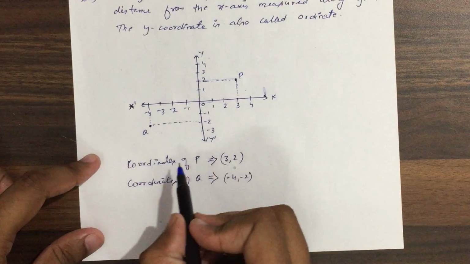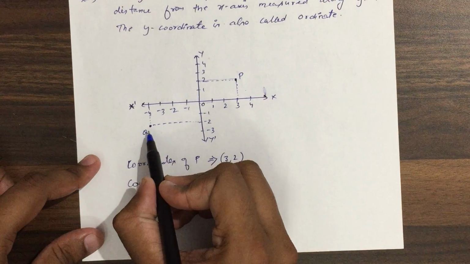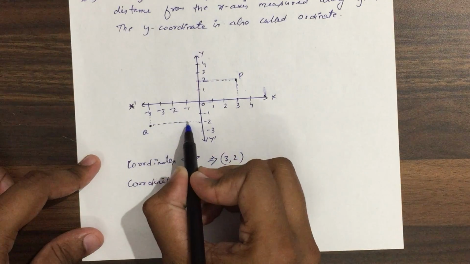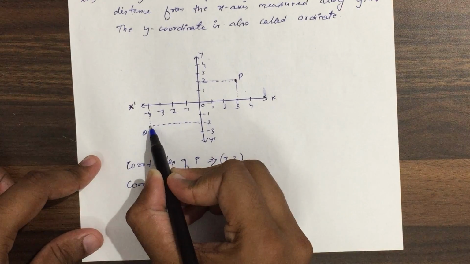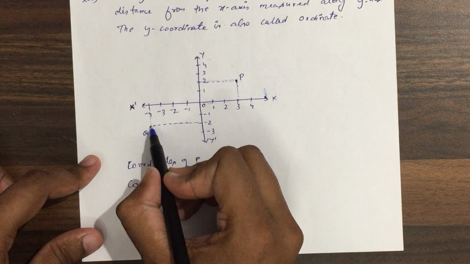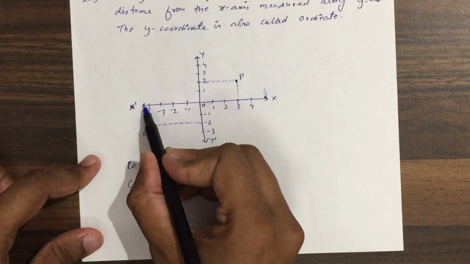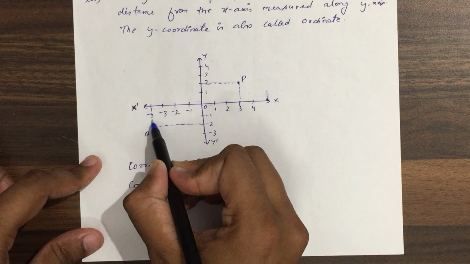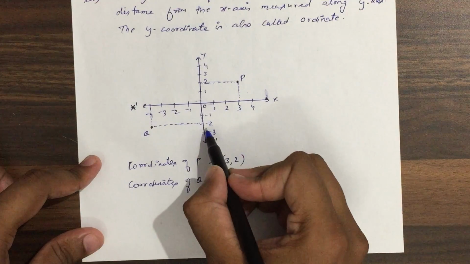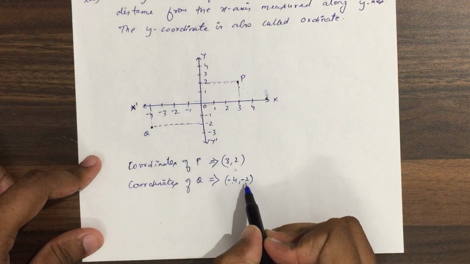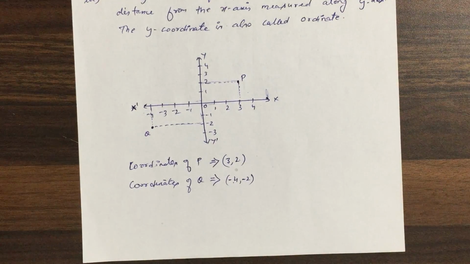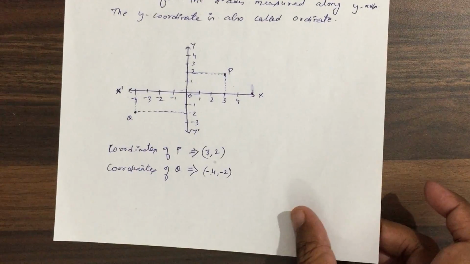Similarly, consider point Q. First we calculate its x coordinate. The x coordinate is the perpendicular distance from the y-axis, and it lies on the negative side, so the x coordinate is -4. And the y coordinate is the perpendicular distance from the x-axis, which is 2. Since it is along the negative direction, its coordinate will be -2. So the coordinates of P are (3, 2), and the coordinates of Q are (-4, -2).